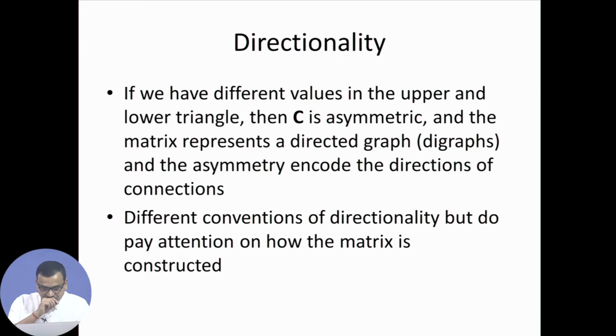But there are different conventions about which way you put it, whether you put how much information goes from x to y on the upper, or how much x is influenced by y on the lower. It does not matter as long as you stick to the convention. If you decide to put the efferent connection, meaning the information going outside, in the row format, then you should always do it that way for all the participants and all the conditions.